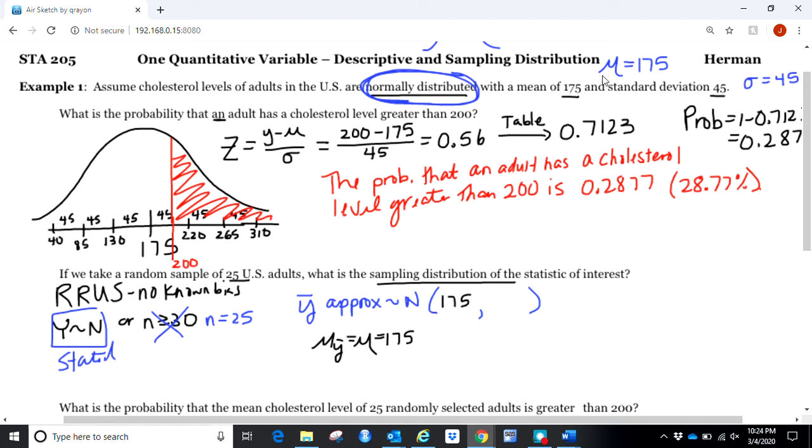Our standard deviation of y bar is just the standard deviation over the square root of the sample size. So our standard deviation is 45, and our sample size is 25, which ends up being 45 over 5, which just turns out to be 9. So that is what our sampling distribution looks like.